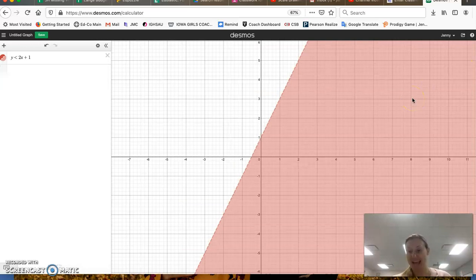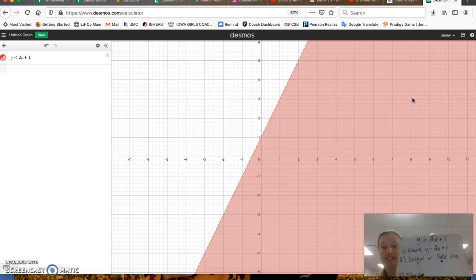To do this by hand, here's what you would do. And here's what the computer did. When you have y is less than 2x plus 1, the first thing you want to do is graph the line y equals 2x plus 1, which we know how to do, that slope-intercept form. So I'd go to the y-intercept of 1, up 2 over 1, up 2 over 1, work backwards. You have some points, and there would be your line.